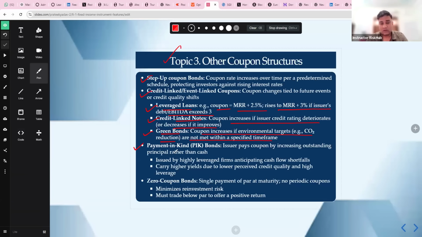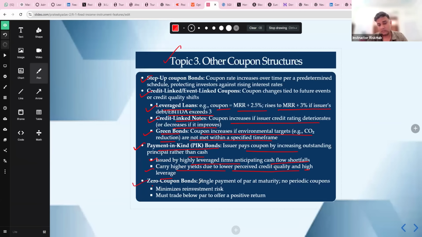Then we have payment in kind bonds, PIK. Basically, PIK bonds do not pay coupon in cash. Instead, coupon is added to principal. For example, principal is equal to 1,000. PIK coupon, payment in kind coupon, is equal to 10%. New principal is equal to 1,100. The key point is that it is good for issuer's short-term cash flow, but risky for investor because debt keeps increasing. That is what we have. And the simple idea is that this is issued by highly leveraged firms anticipating cash flow shortfalls, and carries higher yields due to lower perceived credit quality and high leverage.